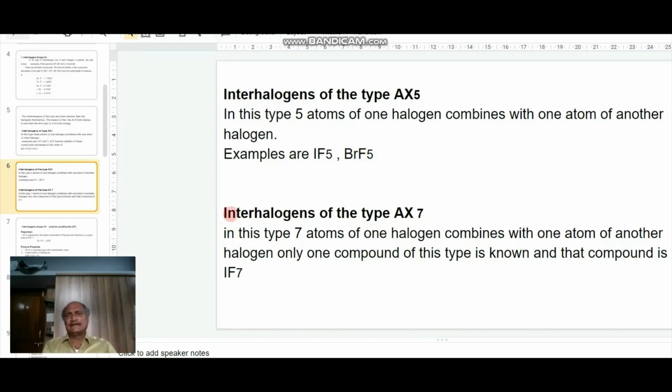Coming to the interhalogen of the type AX7. In AX7 type of interhalogens, 7 atoms of one halogen combine with 1 atom of another halogen. IF7 is the only example of this type.